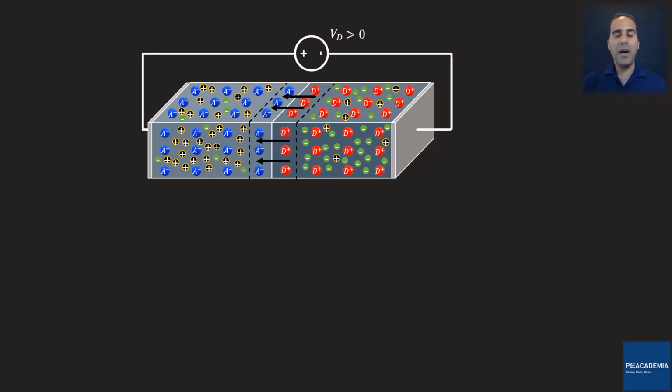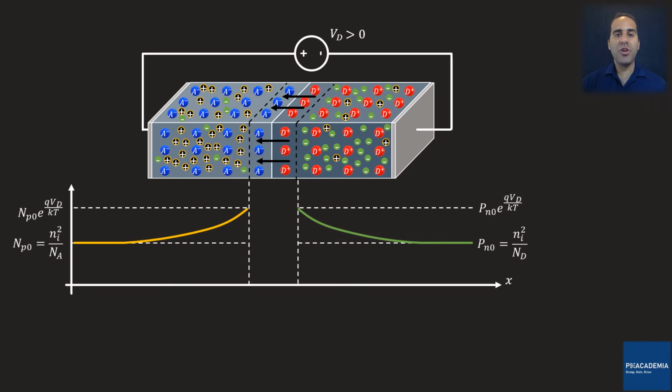Under the forward bias, as discussed previously, we have extra accumulation of minority charge carriers at the edges of the depletion region. On the P side, we have lots of electrons, and on the N side, we have lots of holes at the edges of the depletion region. This is clearly shown in the minority concentration versus distance diagram.